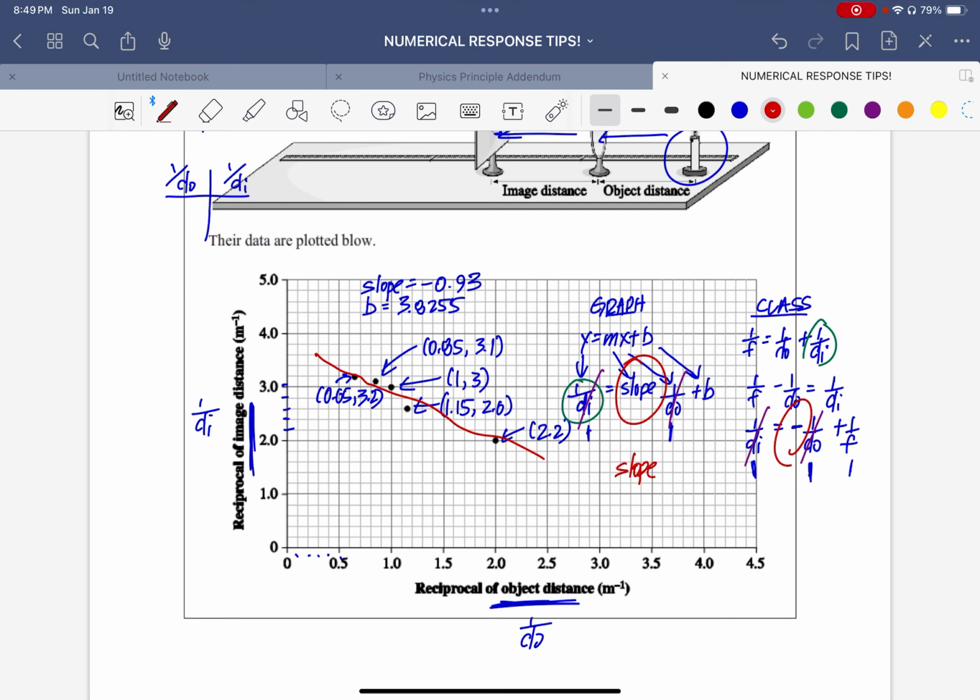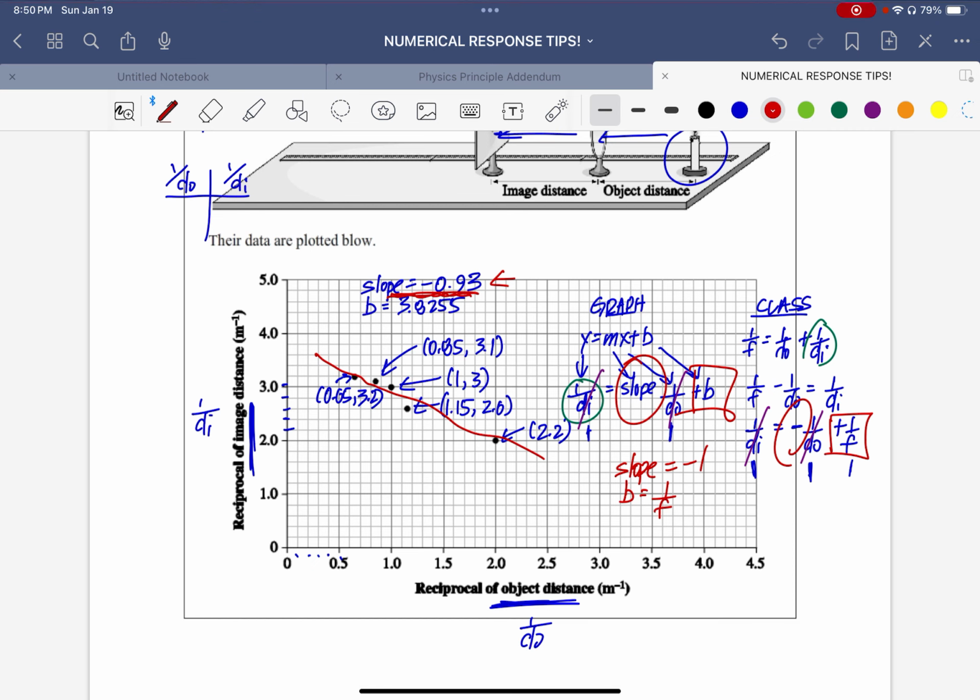Theoretically, we actually found that it was 0.93, but that's pretty close to -1. Theoretically, no matter what the data looks like, it should work out to be -1. But as you know, real data doesn't always produce what we expect to get. It's close though. Now, the y-intercept here, 1 over DO plus B, 1 over DO plus 1 over F.